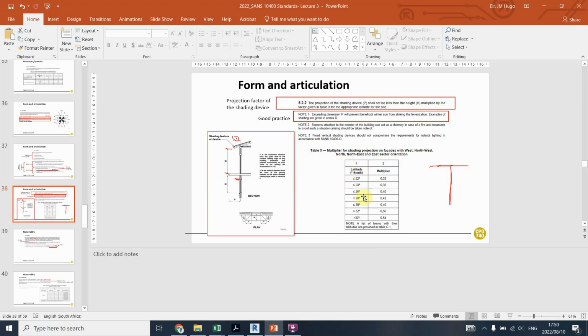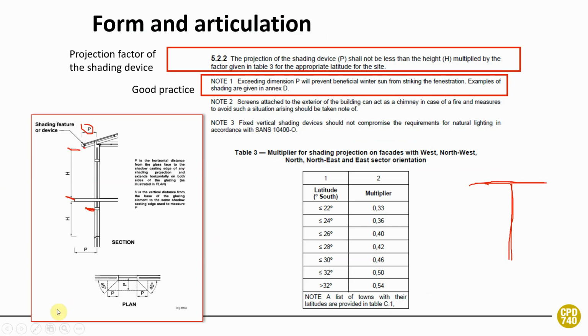you'll see in table 3 that you can then define the multiplier which you use to calculate the extent of that P, the extent of the shading device. And that's got to do with your latitudinal position. So you can see, okay, wait a minute, it's larger than 24 for certain, but it's smaller than 26. That we know, 25.7, which means we need to use the multiplier of 0.4.